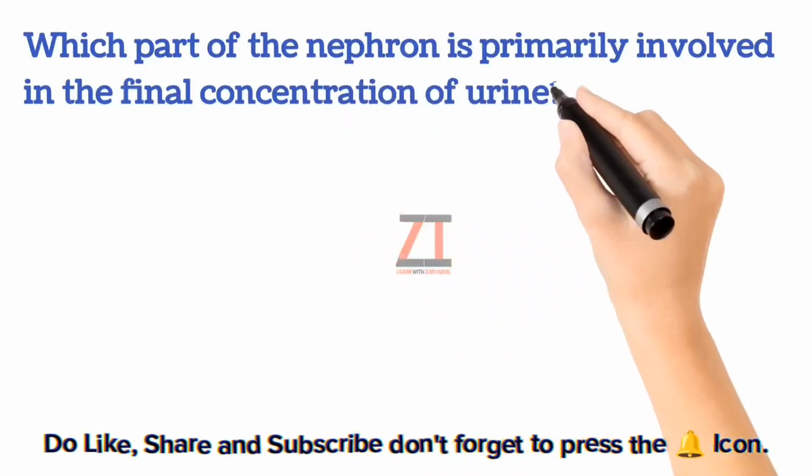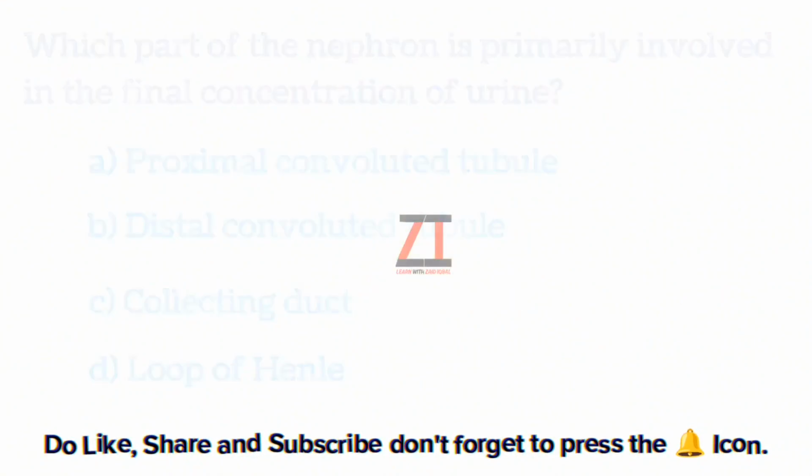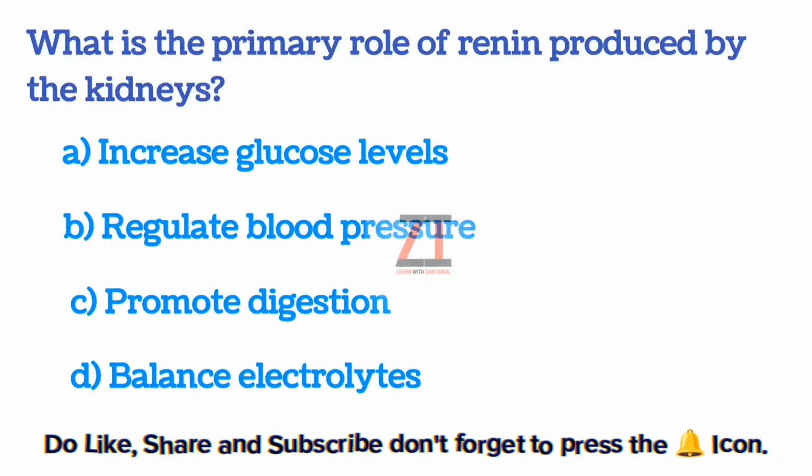Which part of the nephron is primarily involved in the final concentration of urine? Right answer is option C, collecting duct. What is the primary role of renin produced by the kidneys? Right answer is option B, regulate blood pressure.